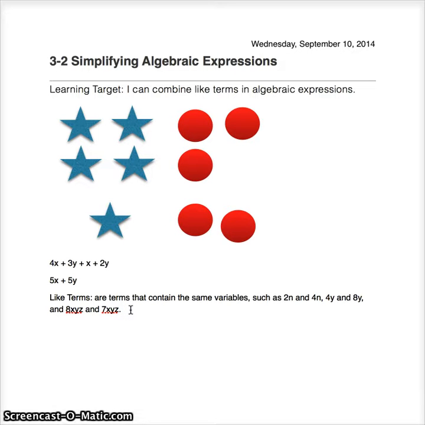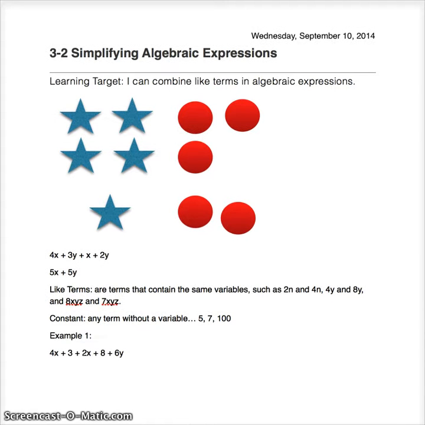Another term that you'll need to know and write down on your notes is a constant. A constant is any number or any term without a variable. Go ahead and think in your brain for just a second about an example of a constant, any number without a variable. You could have said 5, you could have said 7, you could have said 100. All of these numbers don't have any letters next to them, any variables next to them. So these are just constants. They're just constant numbers. All right, so let's go ahead and look at our first example.